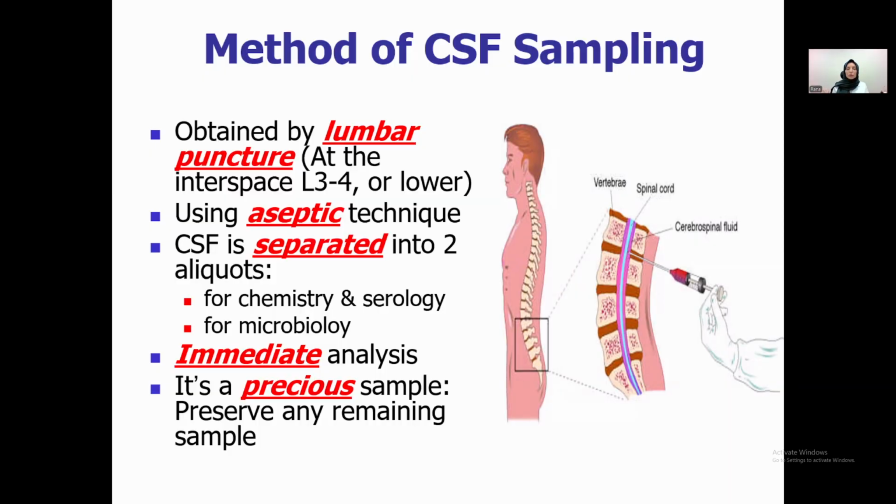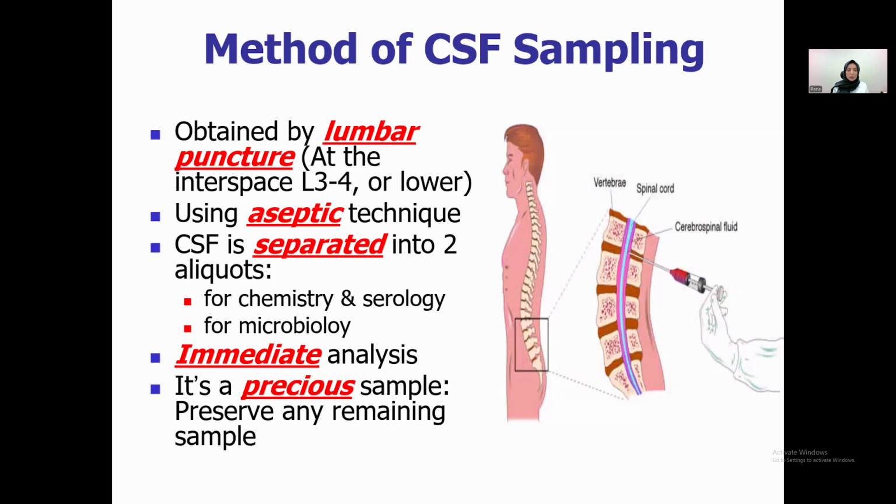And we should do it immediately, because if we keep it for a long time, first of all there will be glycolysis, so we will have an underestimate of the glucose measurement. And there are also some changes in the cells as well.